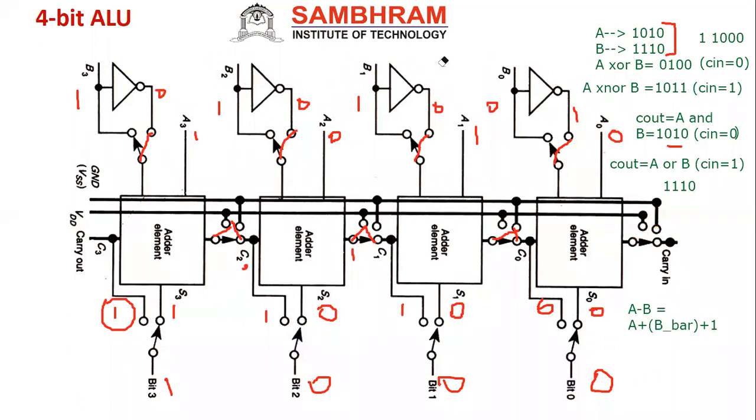Next, what about the Cin? The Cin will be connected to where? It is nothing but plus 1. The Cin will be 1, right? The Cin is equal to 1 means this is connected to VDD. Then we need to perform the operation I will get. So this is about the subtraction actually.